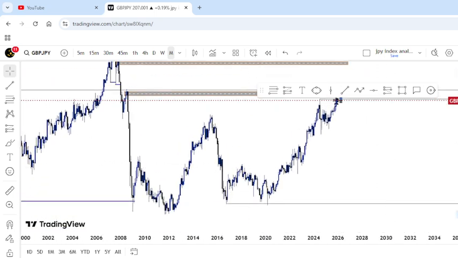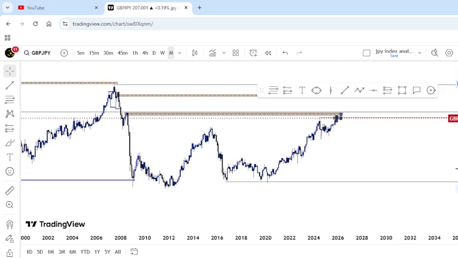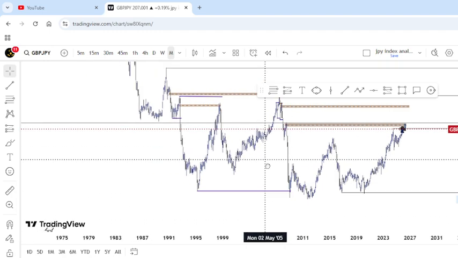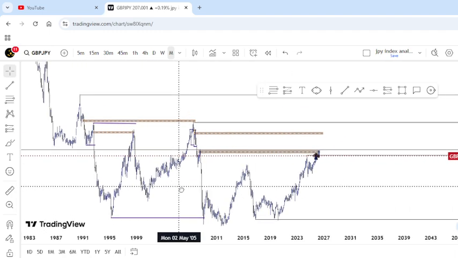Why am I going to the monthly time frame? I want you to see the overall trend of the markets. I want you to see it yourself. What is currently happening in the market? I want you to see.